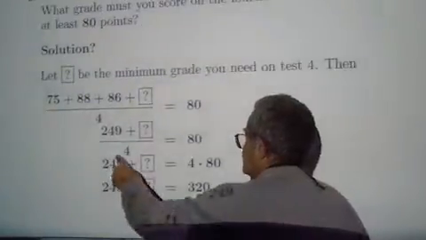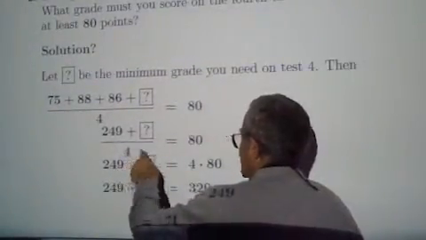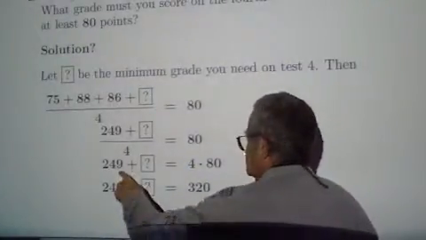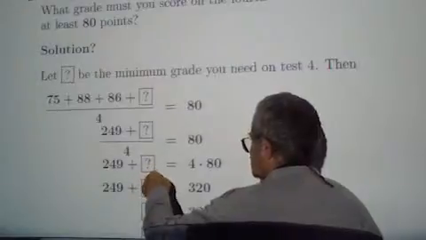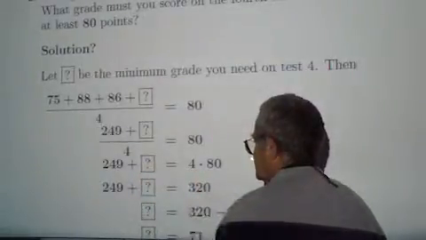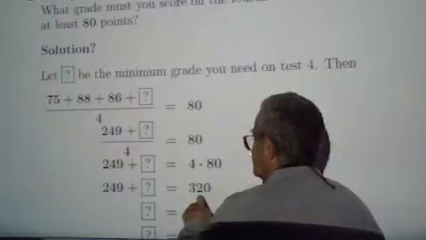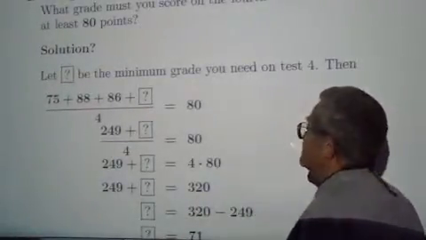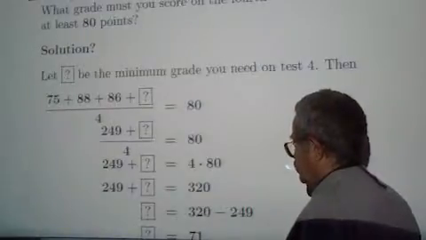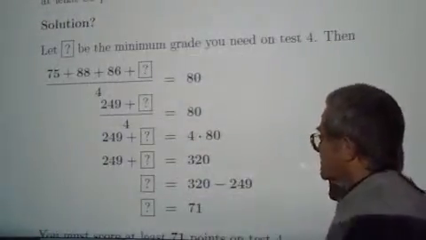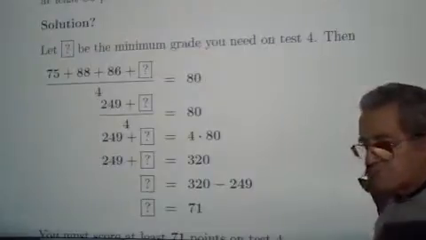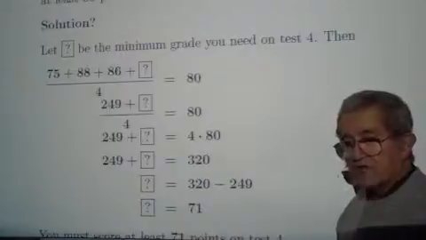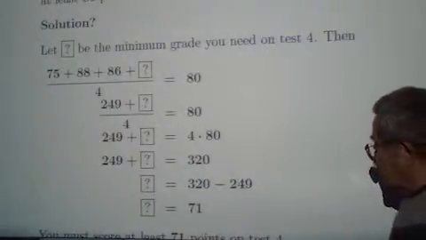Multiply both sides by 4. This 4 drops out, and this 80 is multiplied by 4. So you get 249 plus, call it X, is 320. Subtract 249 from both sides. You get X, which is 71. So you must score at least 71 points in order to get an average of 80.